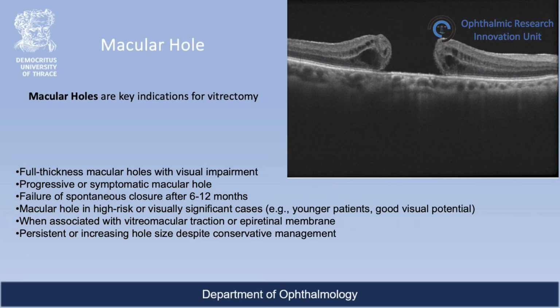Additionally, macular holes are key indications for vitrectomy. Especially in cases of full-thickness macular holes with visual impairment, progressive or symptomatic macular hole, failure of spontaneous closure after 6 to 12 months, association with vitreomacular traction or epiretinal membrane.